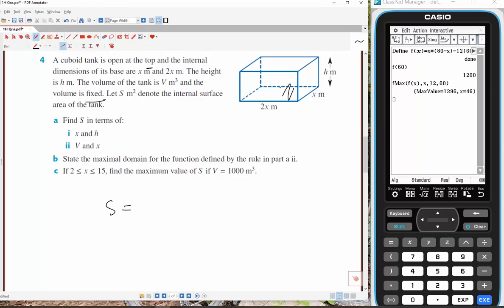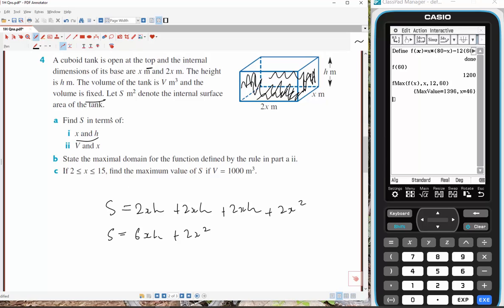2x by h. That front part there is 2xh, plus the back part there is another 2xh. These side bits here are going to be xh and xh, so that's another 2xh. And finally, the bottom part there is going to be 2x squared. S equals 6xh plus 2x squared.